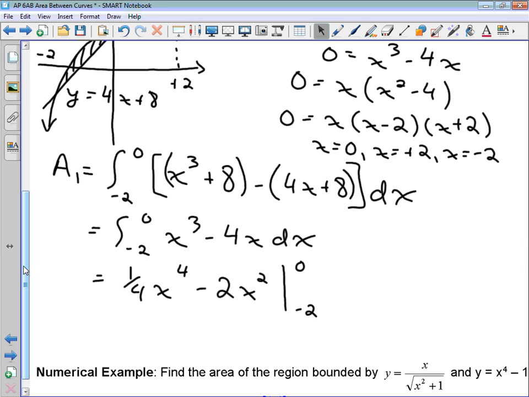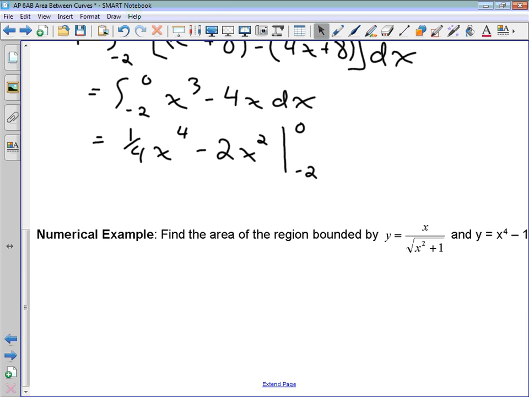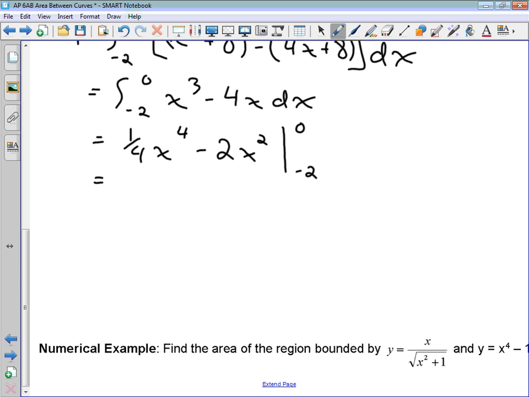Evaluating at 0 just gives me 0. So it'll be 0 minus the value at -2, which is 16 over 4 minus, since -2 squared is 4 times 2, 8. So 0 minus (4 minus 8), which gives us 0 minus -4, which is just 4.